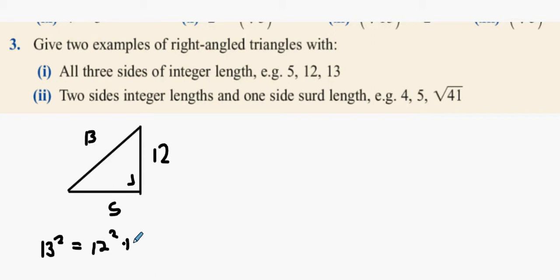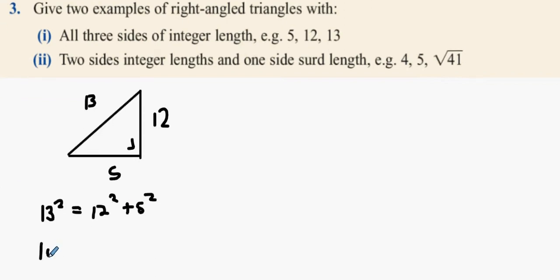Yeah, the longest side squared will equal the other two sides squared and added together. 169 will equal 144 plus 25. And then you'll get 169 equals 169. This proves it's a right angled triangle. Everybody cool with that? You do the same thing for the next question.